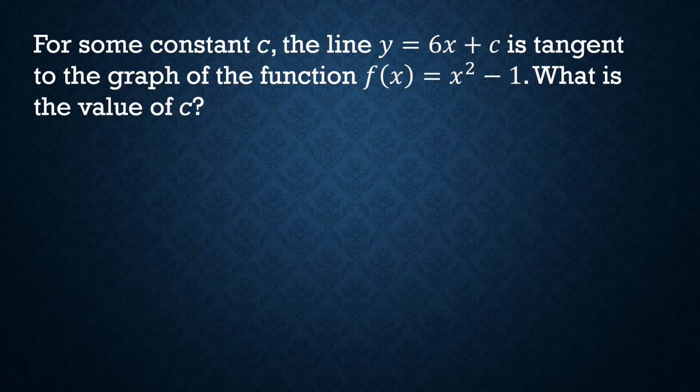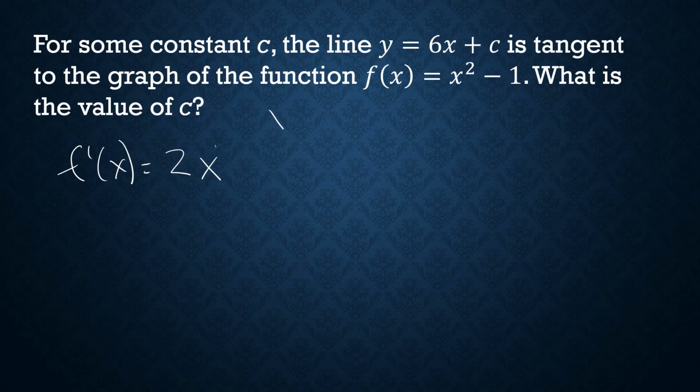So this problem says, for some constant c, the line y equals 6x plus c is tangent to the graph of the function f of x equals x squared minus 1. What is the value of c? So for this one, you need to find the derivative. And the derivative of x squared minus 1, remove the 2 out front and have x, and reduce the exponent by 1, so 2 minus 1 is 1. So the derivative is 2x.